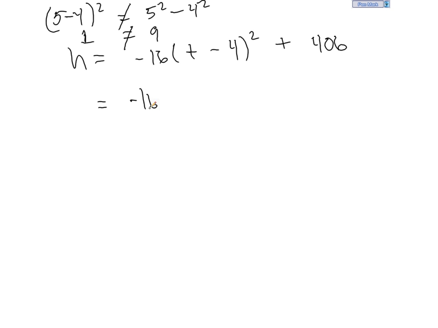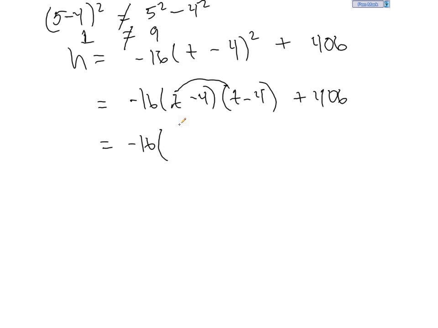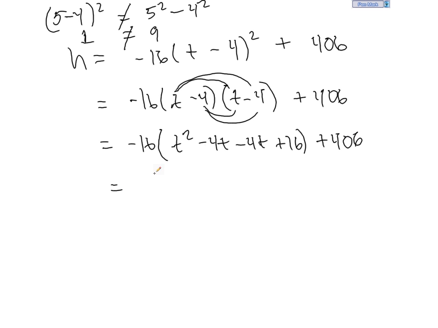So those are not the same things. So when we write it as the definition of a squared intends us to write it, t minus 4 times t minus 4, we have this idea of foiling, and depending on which method you want to use, I'll just do the quick method. So we have negative 16 times t squared minus 4t minus 4t. Negative 4 times negative 4 is positive 16 plus 406. Okay, so it's beginning to take shape. I'm going to combine like terms in here. So I've got negative 4 copies of t and negative 4 copies of t. So I have negative 8 copies of t. Plus 16 plus 406.